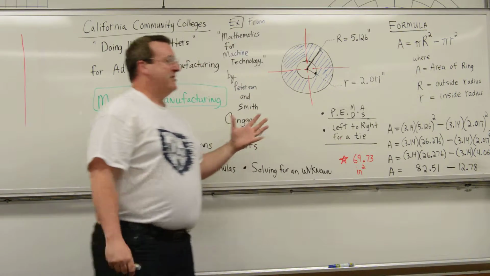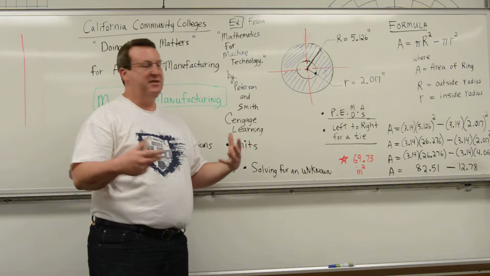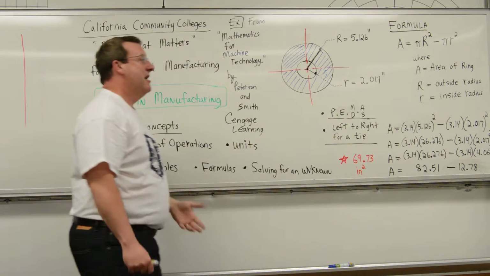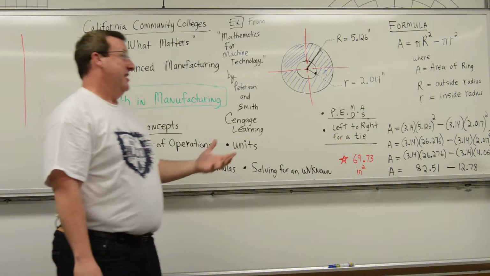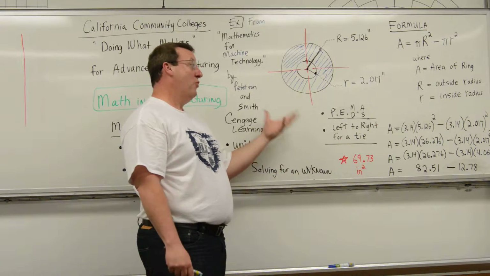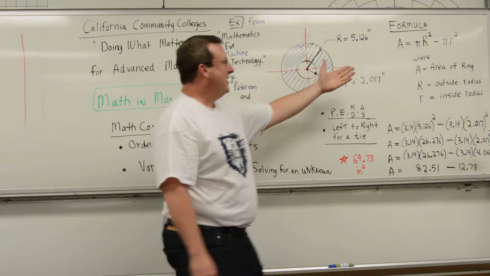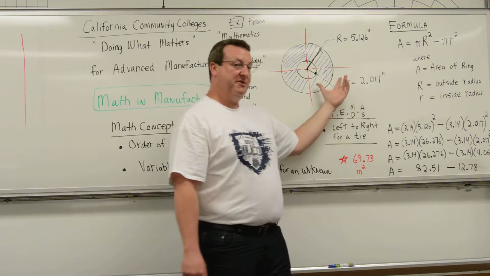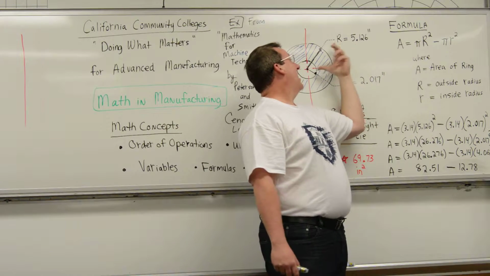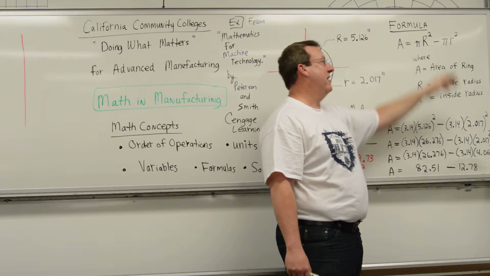The nice thing about manufacturing and application is you'll have a lot of manuals and books and guides with formulas. So you don't have to derive the formula, but the reality is you have to know how to use proper rules of mathematics to get it to work for you. And in this case, order of operations, the formula gives you the area of this ring is pi times the outside, the large R squared, minus pi times the little radius squared.